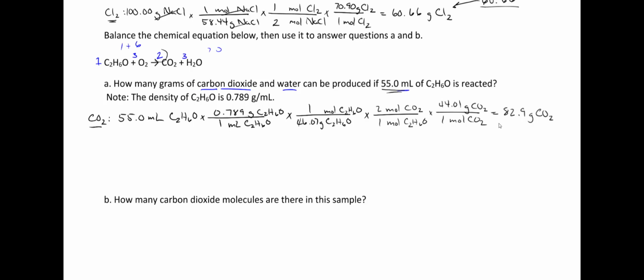We also want to do this for water. And at this point, I could start with milliliters, or I could start with the grams of carbon dioxide, because as I've said before, we only need to know the amount of one chemical to find out the amounts of the others. I'm going to, again, do my lazy trick here of just copying.